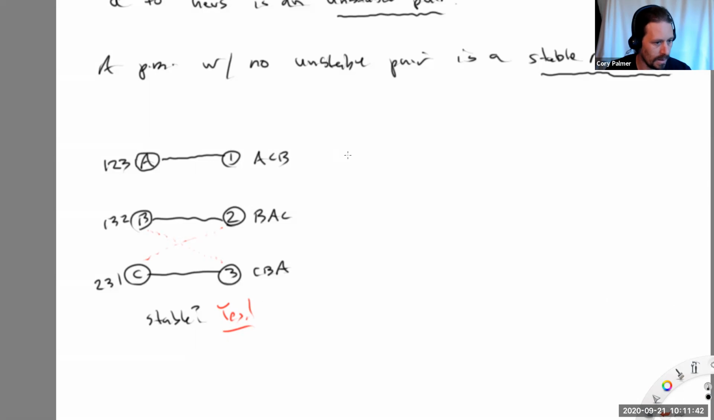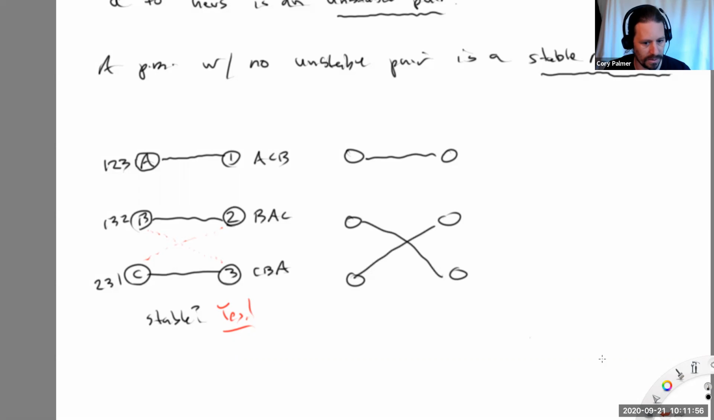Let's see here. So I'm going to keep the same list of preferences, but I want to draw another matching here. So just duplicate everything that's here on the left, and let's say we have the following matching instead. Those two are together, these two are together, and these two are together. So this is different from the previous. Again, these two are not going to be involved in an unstable pair because they're with their highest ranked people. But let's see about these ones here.